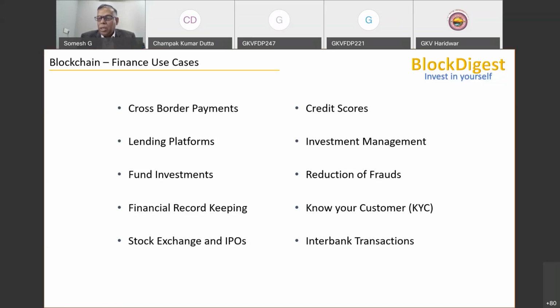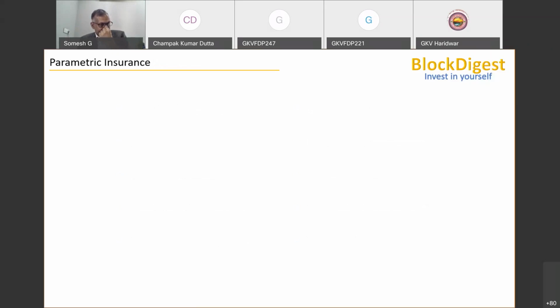KYC today, each bank does its own KYC processing. If you approach a bank at slightly different times for different businesses, for example, opening a savings bank account, opening a business account, taking a loan, you would need to do KYC again and again. And with blockchain, there can be central KYC providers that can provide the KYC. Interbank transactions is another big area for finance. So those were some of the examples.